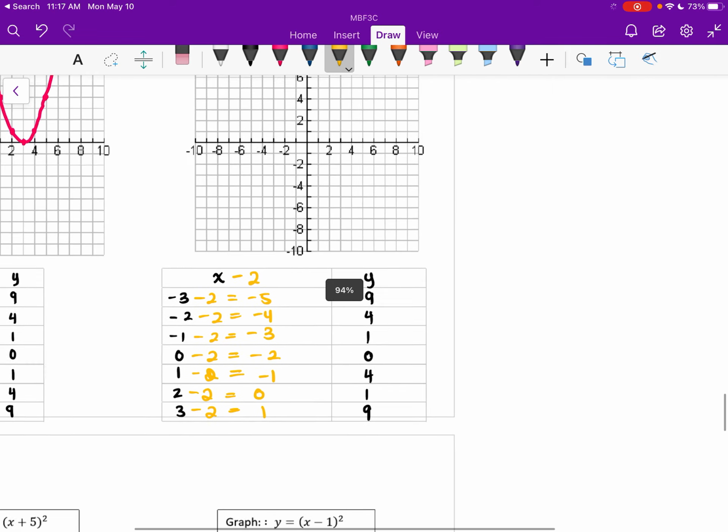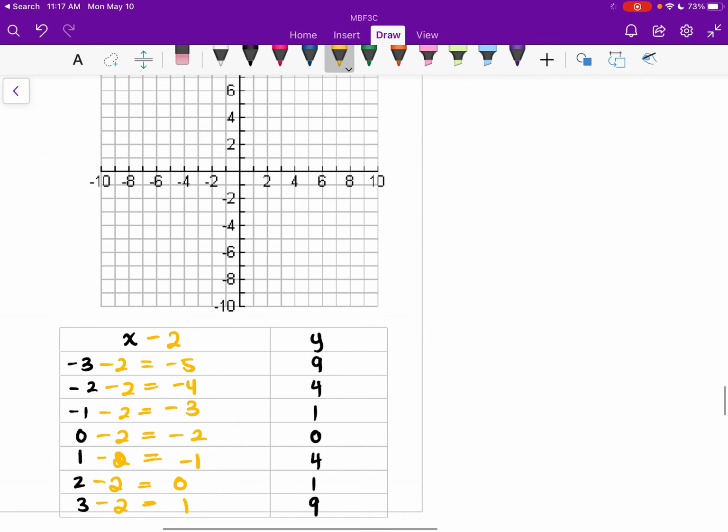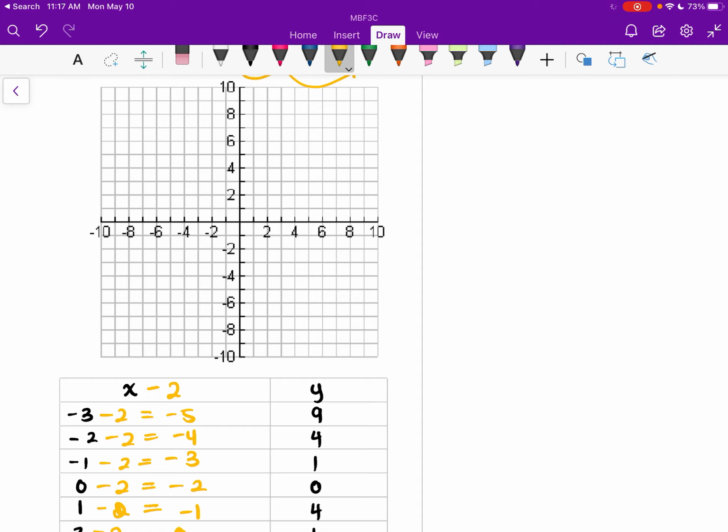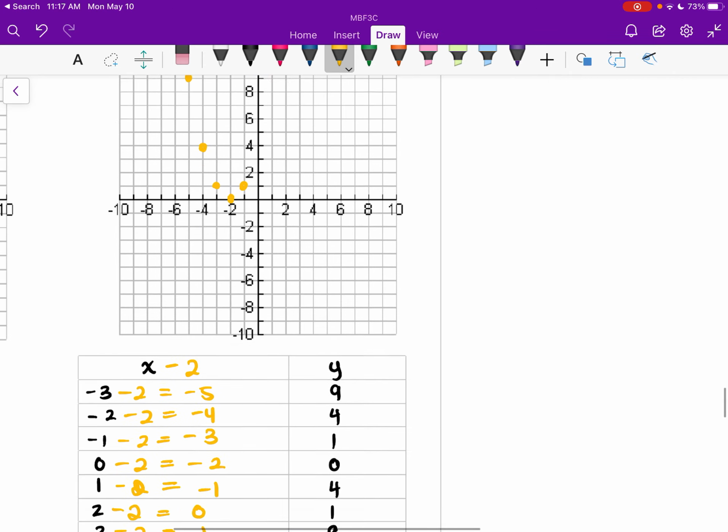Right, so now I have my points. Let's go to the negative 5. It's going to go up to 9. Negative 4 is going to go up to 4. Negative 3 is going to go up to 1. Negative 2, it's going to be at 0. Negative 1 is going to go up to 1. 0, x equals 0 is at 1.